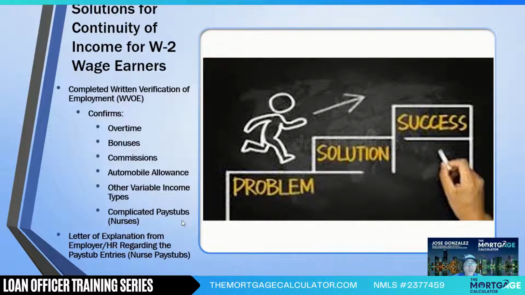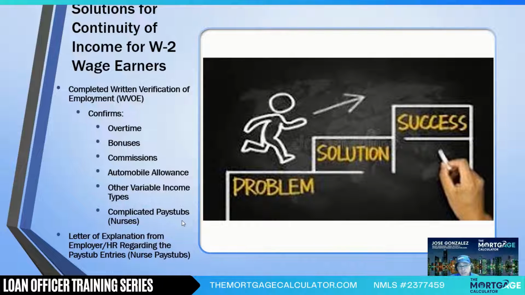So now you've got the written verification of employment form with the base income that you need, and the overtime or commissions or everything else that you need, and now you have a proper application that you can document. So again, the written VOE is critical for all of these situations to confirm overtime, bonuses, commission, maybe allowance, other variable income types, and complicated pay stubs.